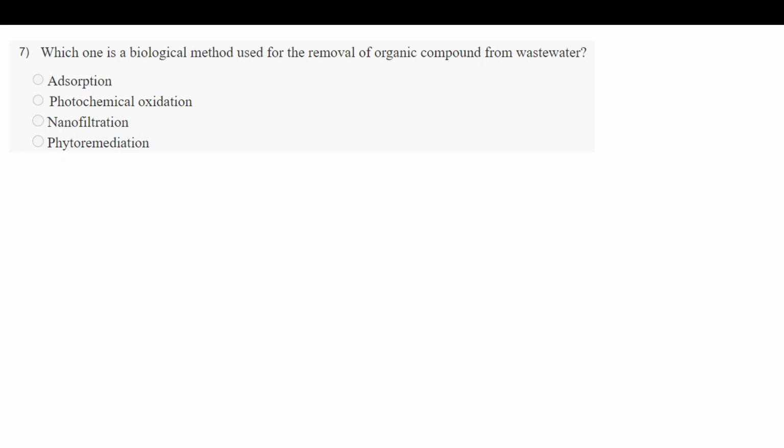Next is which one of the following is a biological method used for the removal of organic compounds from wastewater? Can you tell me what the key term in the question is, based on which you will answer it? First you need to understand the question and find out the key term. So what is that key term here? No, ma'am. Okay, so do you know the answer to this question?